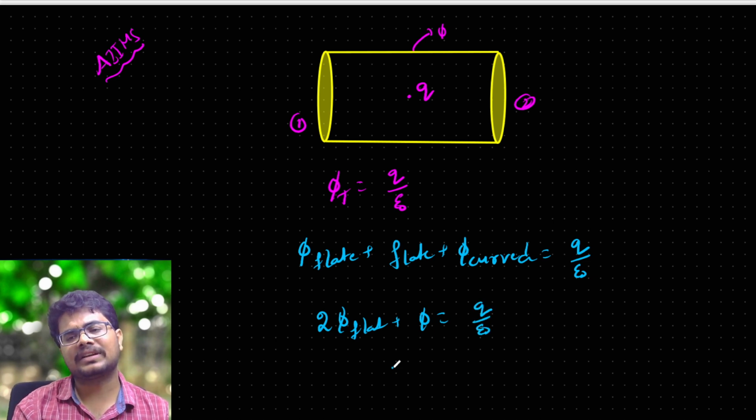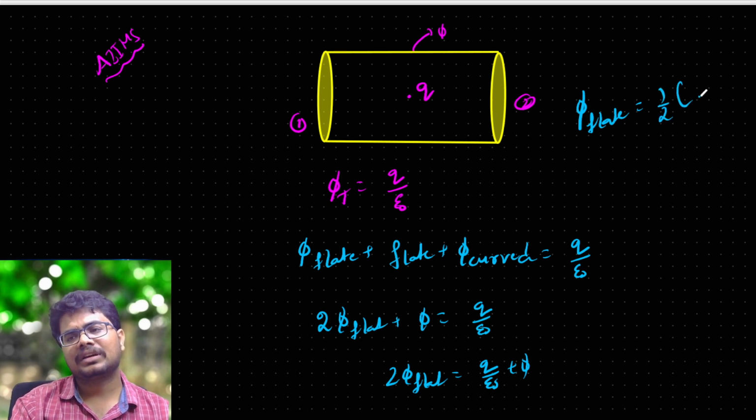Send this flux to this side. So the flux due to the two flat surfaces equals q by epsilon naught minus 5. They are asking for the flux through the flat surface only. So the flux through one flat surface, after sending that to the other side, is one by 2 times q by epsilon naught minus 5.